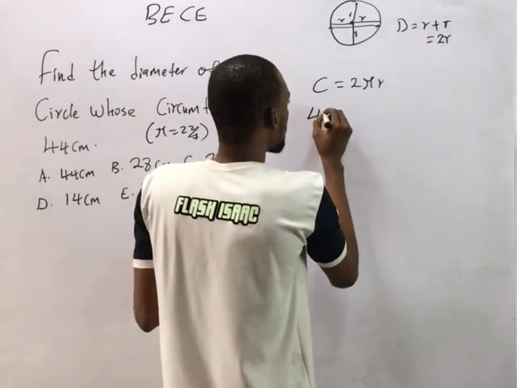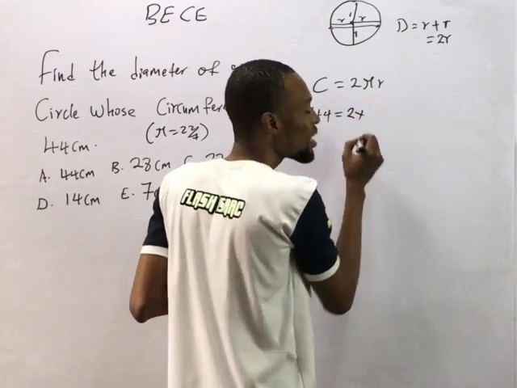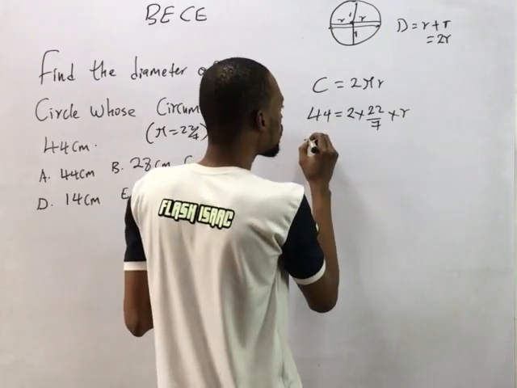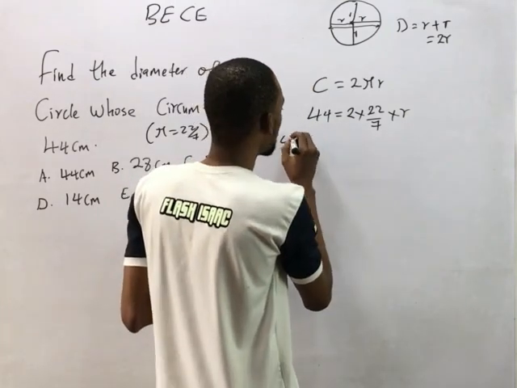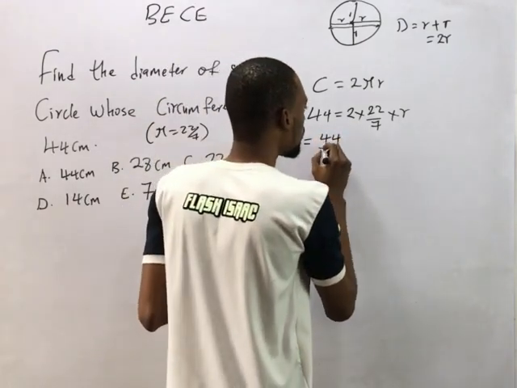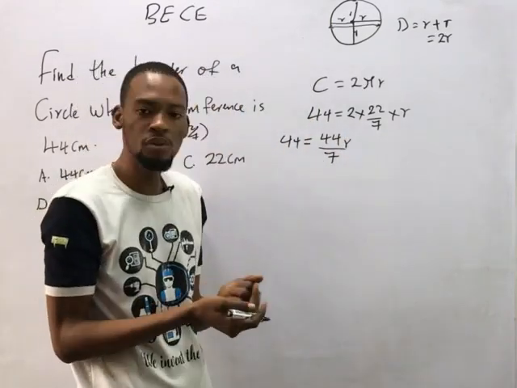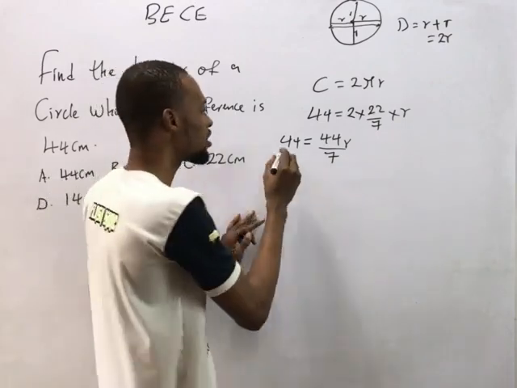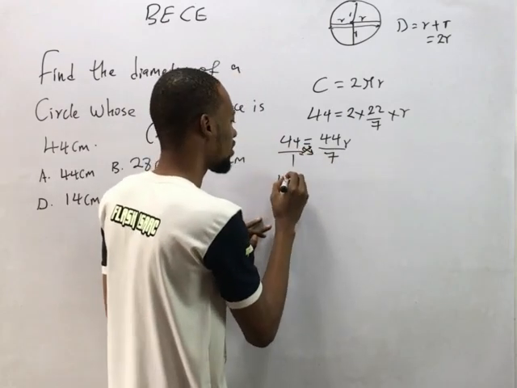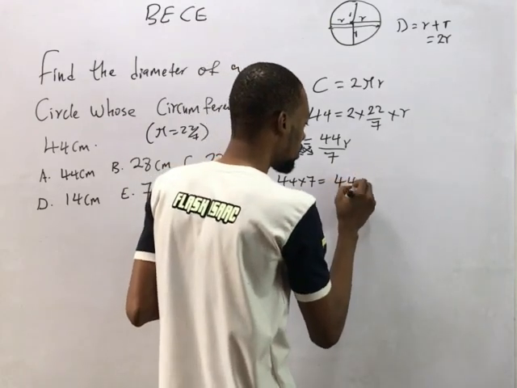So circumference, this is 44 is equals 2 times 22/7 times R. This is equals 44 is equals 2 times 22 is what? 44. So we have 44/7 times R. Now when you have something like this in maths, what do you do? You cross multiply, right? Because this is the same thing as over 1. This is cross multiplication. 44 times 7 is equals 1 times 44R to give you 44R.